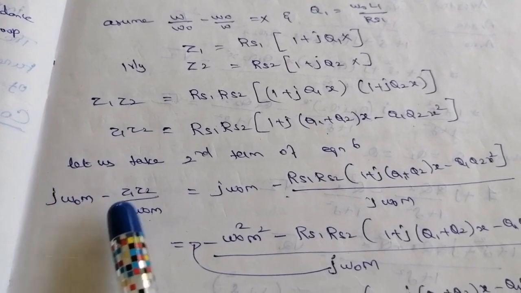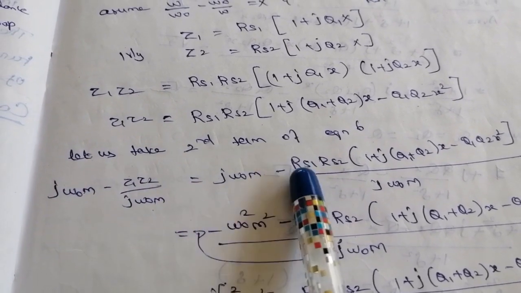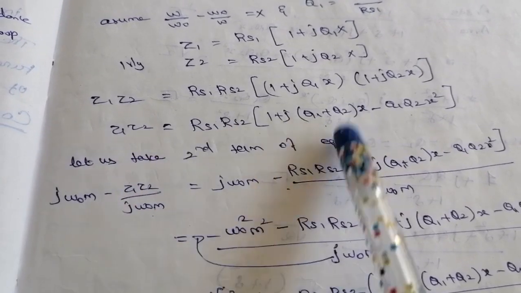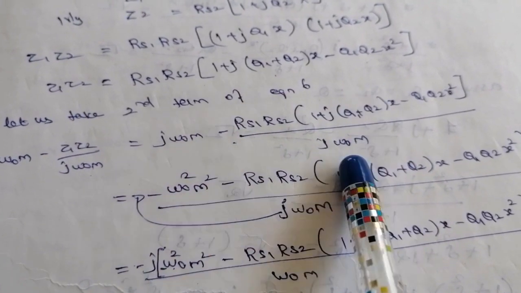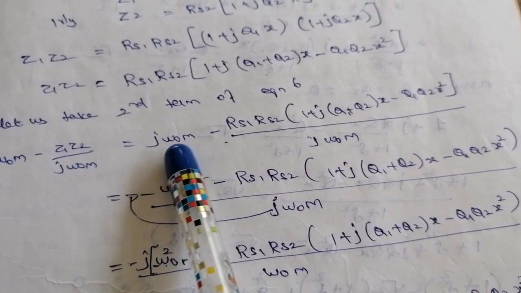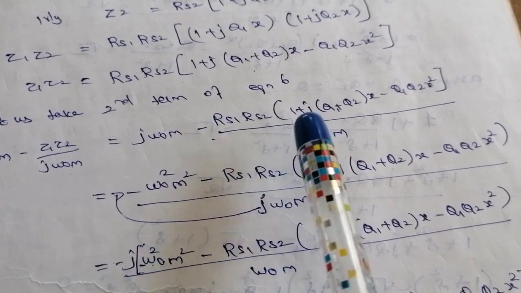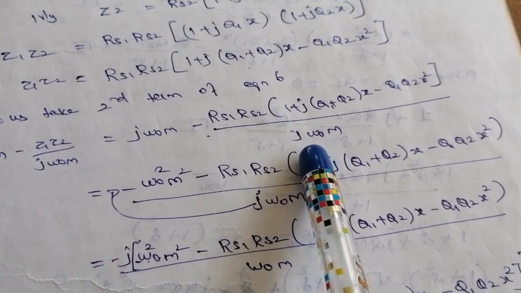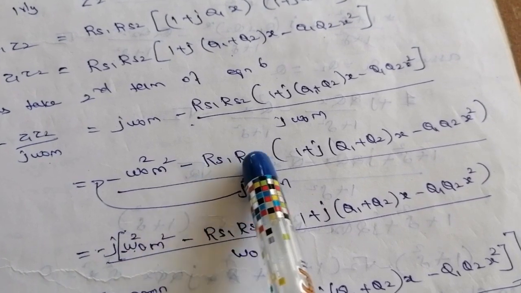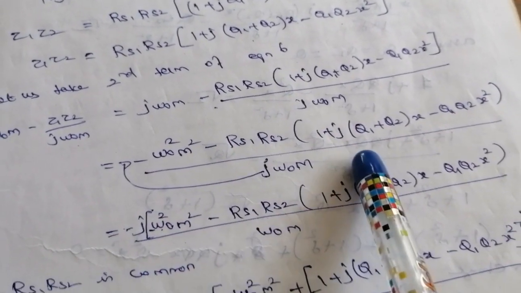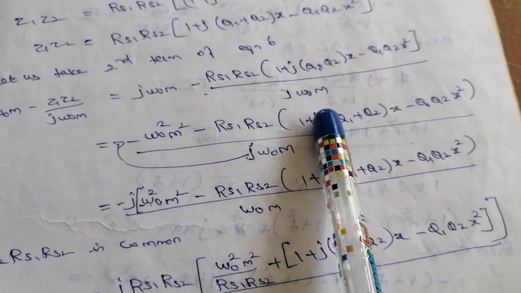So j omega naught M minus Z1 Z2 by j omega naught M equal to j omega naught M. Substitute Z1 Z2 value divided by j omega naught M. So this j becomes, let us take LCM, okay? So j squared minus omega naught squared M squared minus Rs1 Rs2 plus this term divided by the whole denominator j omega naught M.